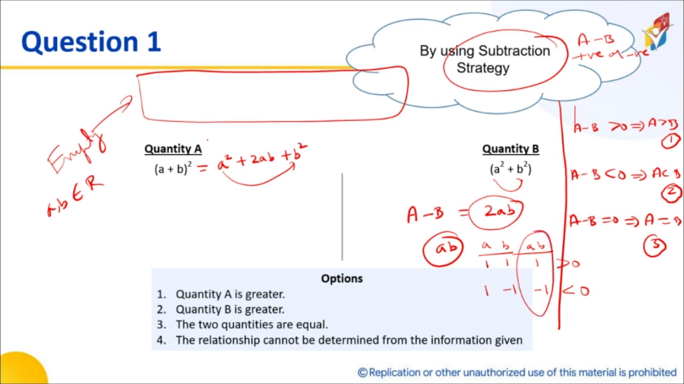So what do you know about ab? Is it positive or negative? You will say it's sometimes positive, sometimes negative. It depends. Then you would say the relationship cannot be determined and you will mark option 4 as the answer.